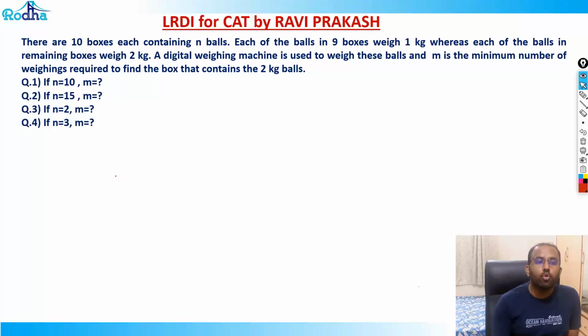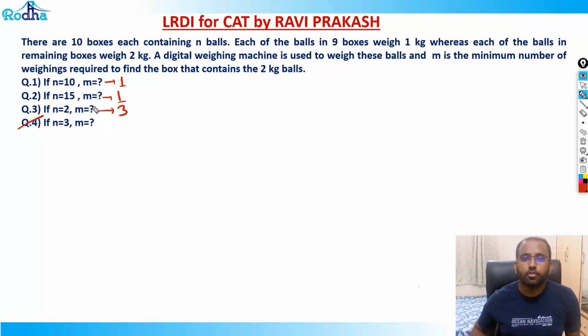In the previous two parts we saw the logic behind this set and we solved the first two questions. I think the answer for the first question was 1, the second was 1, and the third was 3, right? And we saw the complete logic. So now let's see question number 4. I hope you tried it, because the set was uploaded in the last video only.